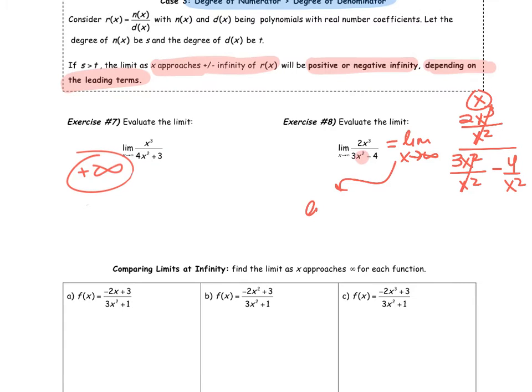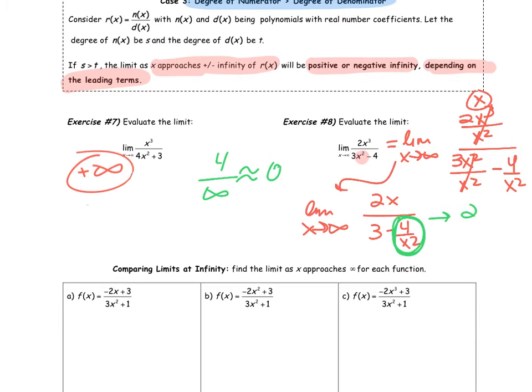So I'm going to rewrite the limit as x approaches infinity. And I have 2x all over 3 minus 4 over x squared. Well, again, let's identify the end behavior. As x is approaching infinity in this denominator here, 4 over infinity, remember what we said, that's going towards 0. So really I have 3 minus 0 in the denominator. So if I were to evaluate this, well, I have 2 times infinity, which is going to be infinity, all over 3. 2 times infinity over 3 is still infinity, so this is going towards positive infinity.